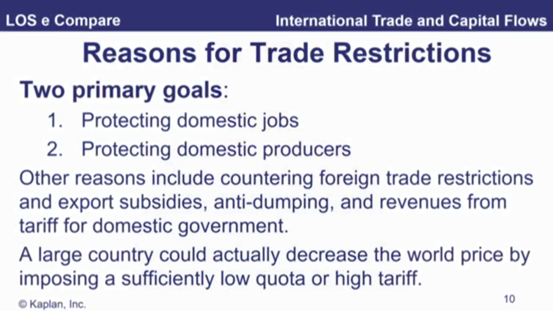Anti-dumping. Dumping is where an overseas country has excess supply, cannot sell these goods at any price domestically, so this dumps them on you. Or just revenue from the tariffs. We want to put a tariff in place to get revenue. Finally, interesting point, large country. If you're big enough, you could actually decrease the world price by imposing a sufficiently low quota or high tariff. Why? Well, if you do that, you might actually incentivize producers who still want a part of this market to try and get their prices down to counteract that tariff. So that could be an argument in favor.